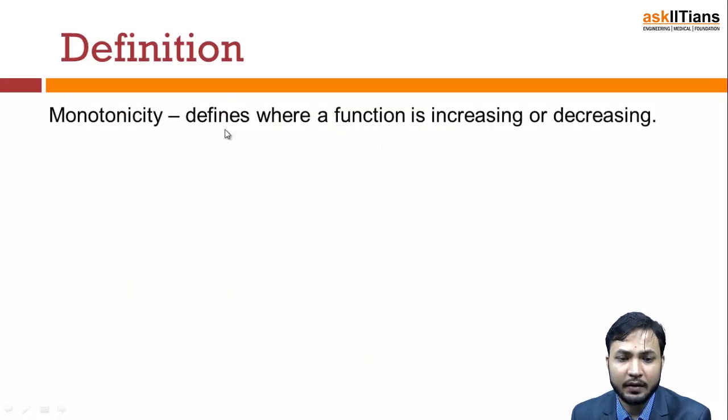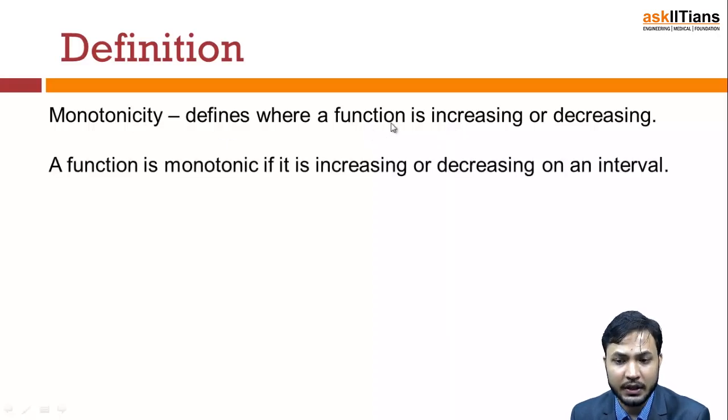Monotonicity is defined when a function is either increasing or decreasing, right? Like we saw in our daily activity, the time duration increases or decreases. Similarly, the function may increase or decrease. A function is monotonic if it is increasing or decreasing on an interval.